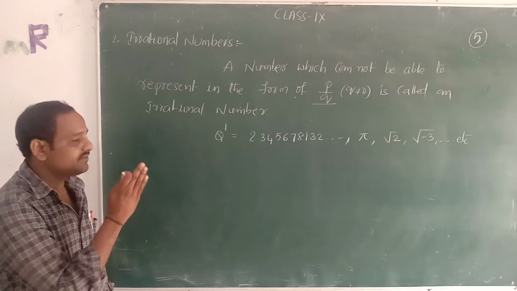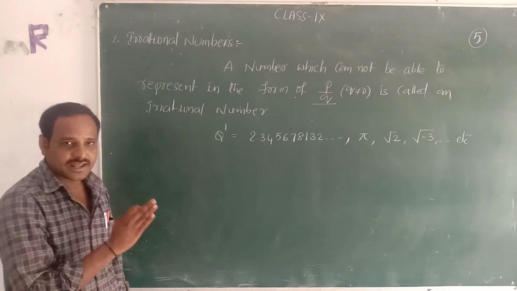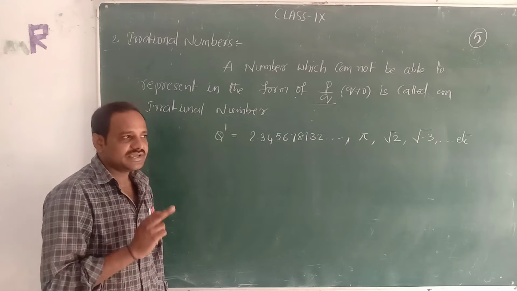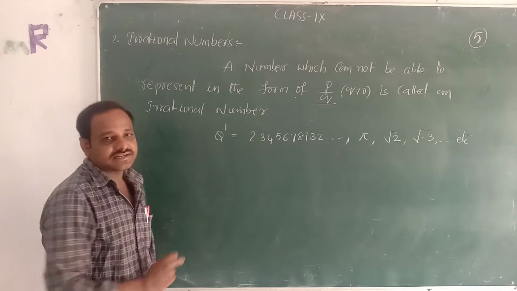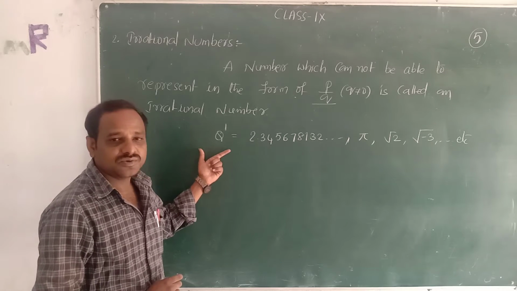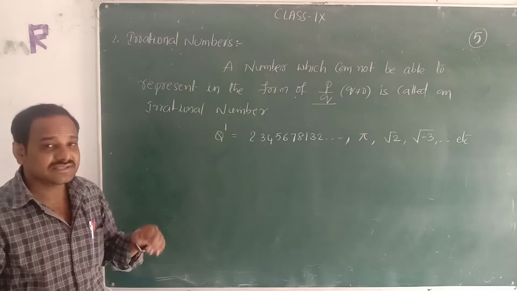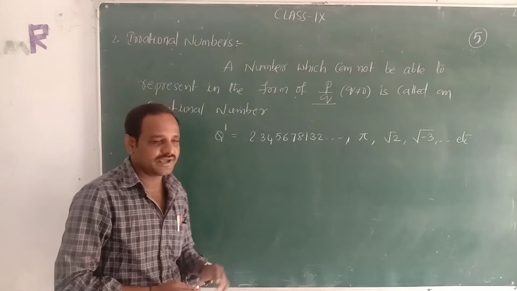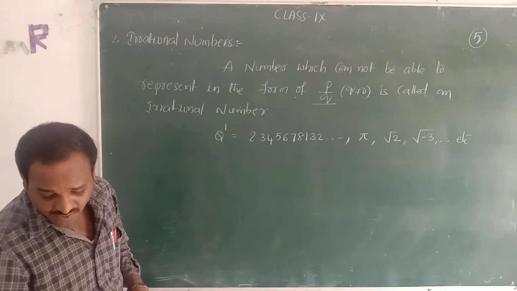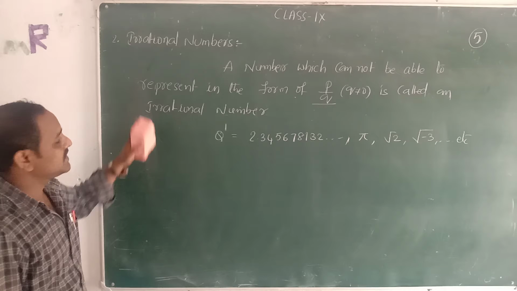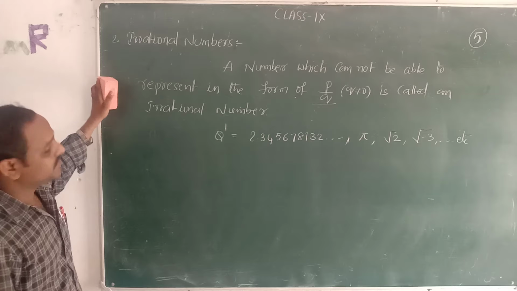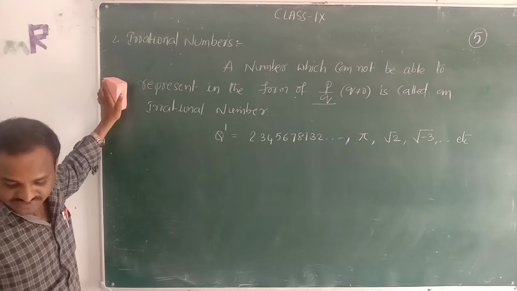Did you understand? So the definition of an irrational number is a number which cannot be represented in the form of p by q. And an irrational number is represented by q dash or s. S means surd. We will discuss surd later. So these are the examples. Now, based on irrational numbers, from this concept we have a few problems. In your textbook examples are there.